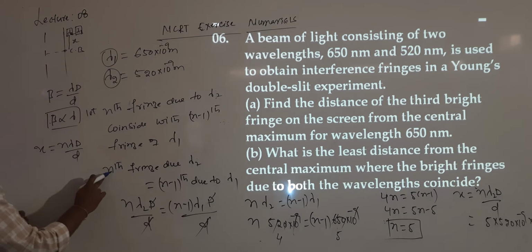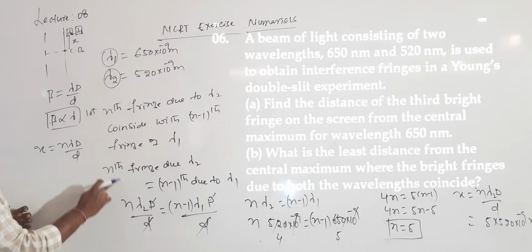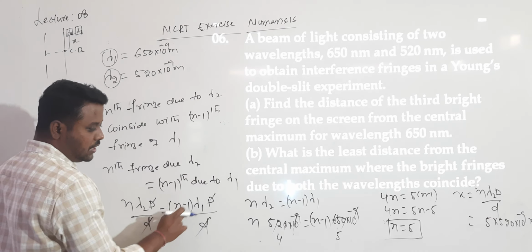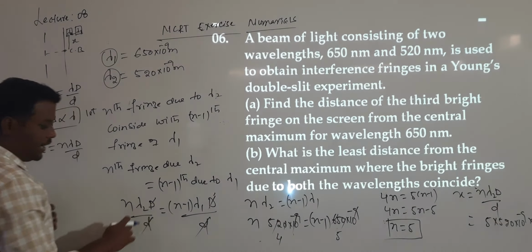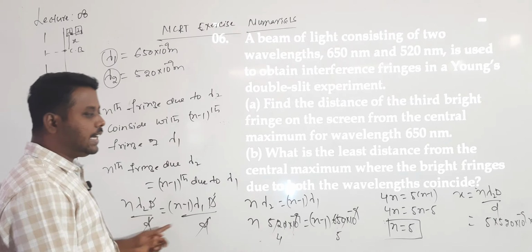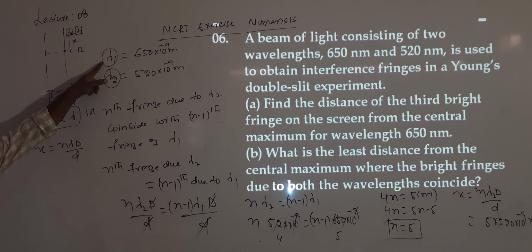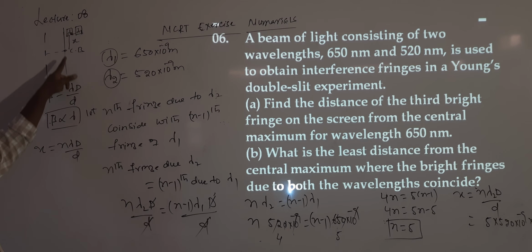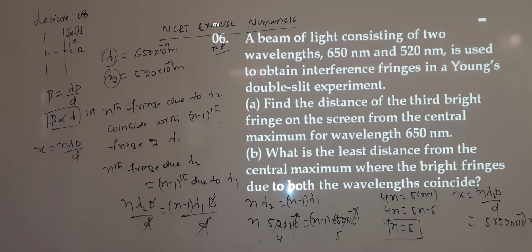By using that condition, if the nth fringe due to lambda 2 coincides with the n minus 1th fringe due to lambda 1, the distance of the nth fringe from the central bright is given by this formula, and the n minus 1th fringe due to lambda 1 from the central bright is given by this formula. Capital D cancels, small d cancels. Then I calculated the value: the 5th fringe due to lambda 2 coincides with the 4th fringe due to lambda 1. They are asking the distance from the central bright, so I calculated that. Very important question, given many times. So this is question number 6.